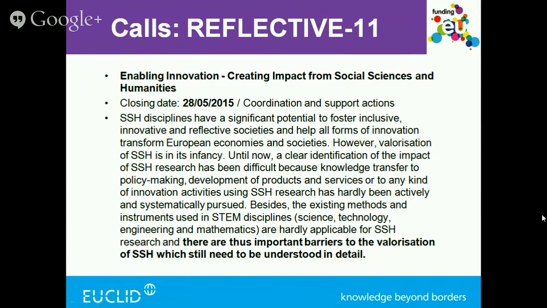And number 11 is another CSA, creating impact from social sciences and humanities, which is essentially saying that this particular branch of science is one that has pretty much failed to communicate its value and its impact on the world. People understand what happens when you research science or medicine and you build a better bridge, or you find a way of doing heart operations more effectively, or whatever it might be. What is the benefit of SSH research? So this is a way to identify the barriers to the valorization of this, understanding them, and maybe proposing some solutions that can be used in the future.